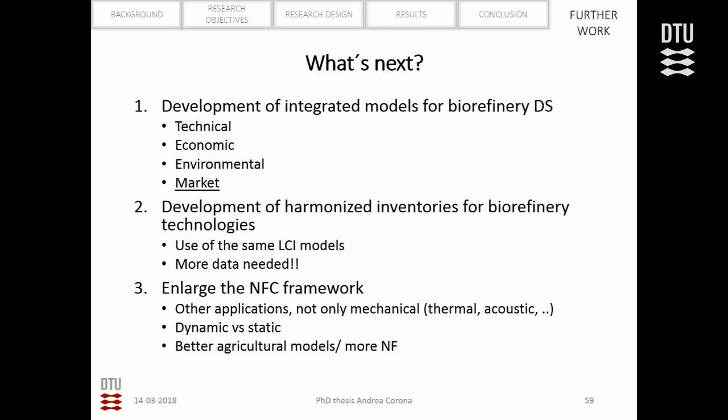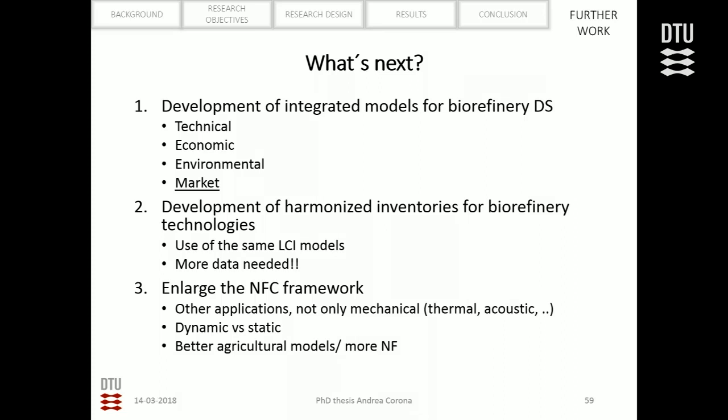Second point to investigate will be also to include the dynamic versus static application, because one of the largest market after building for natural fiber composite is car application. So it will be relevant to investigate also that, taking in mind that natural fibers has also a lower density, so they could be even more lightweight than conventional glass fiber composite.